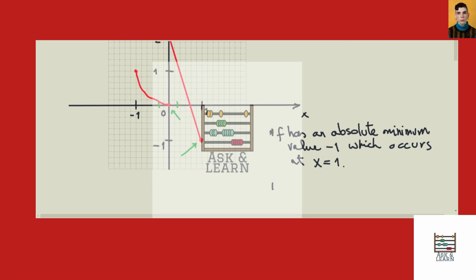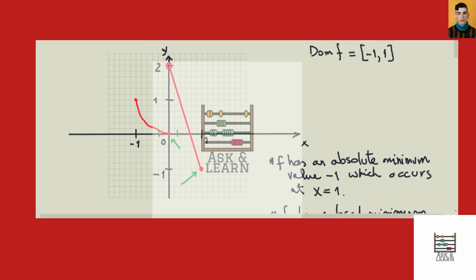So f has a local minimum, and it is the only one with this property in the graph. So f has a local minimum value 0 at x equals 0.